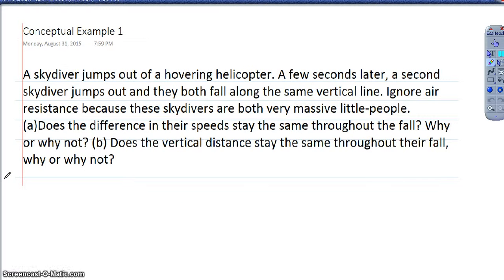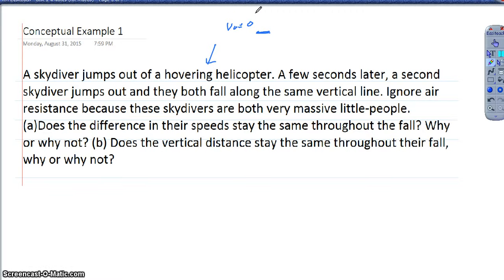So then the first conceptual example here, and this is something we saw several times throughout the year last year. A skydiver jumps from a hovering helicopter. Why is it important that the helicopter is hovering? Well, since the helicopter is just hovering, we know that it's not moving up or down, so there's no initial velocity, right? Potentially if there was some initial velocity, that could change things a little bit here. But we'll assume that the initial velocity was 0 for both of these skydivers.